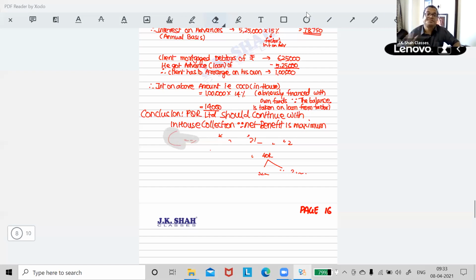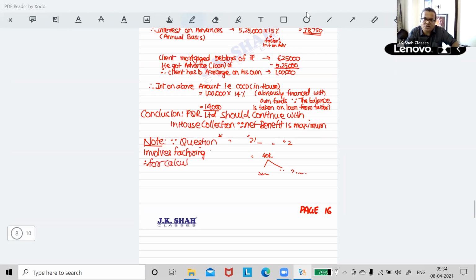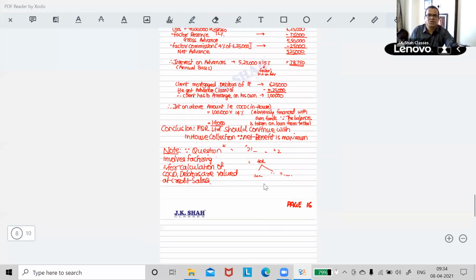Below that, as usual, write a note. Since question involves factoring, therefore, for calculation of COCD, debtors are valued at what? Credit sales. Okay. That completes.